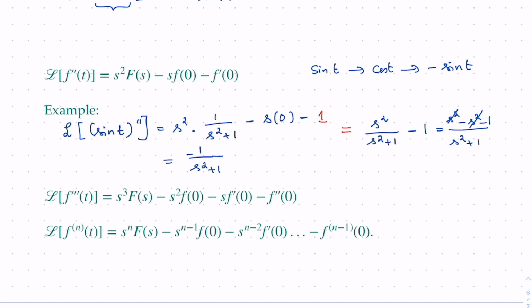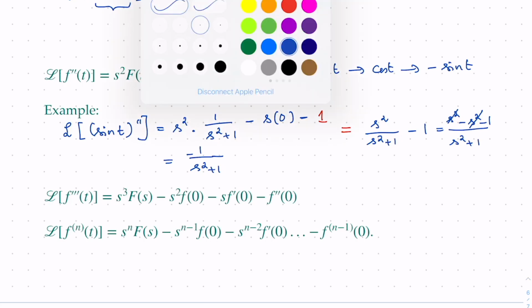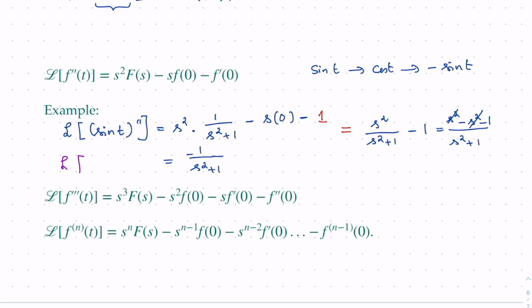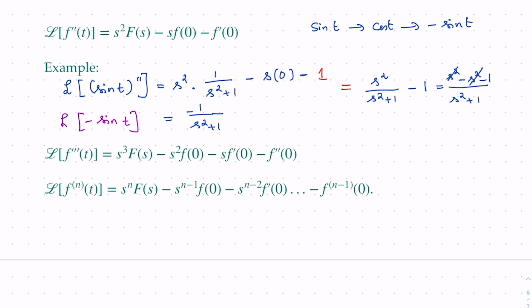So that's how, as you see here, the Laplace of the second derivative of sine is negative sine t, which is basically negative 1 over s squared plus 1, right? So we can get that.